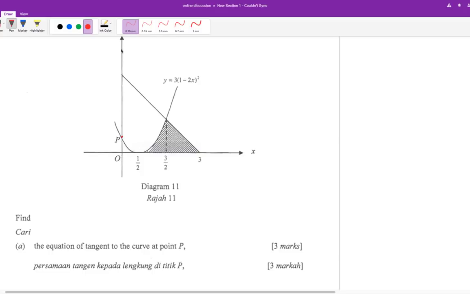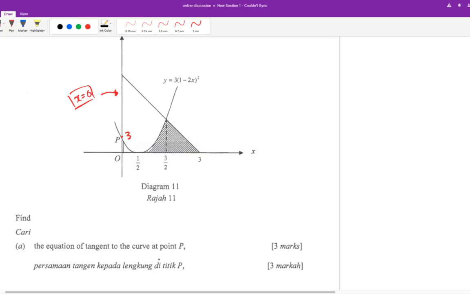On the y-axis, we always have one piece of information: whatever is on the y-axis, x equals 0. So I will just sub the 0 into here. y equals 3(1 minus 0 squared), so you will get 3, because 3 multiplied by 1. So I know this one is 3 here. It's quite easy to get the coordinate P here.